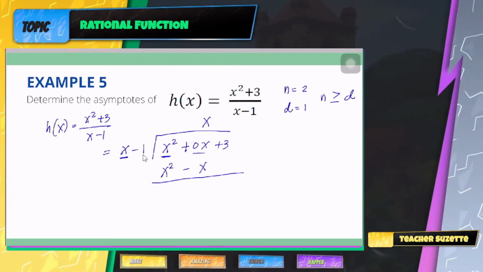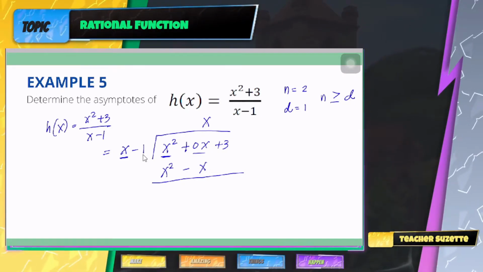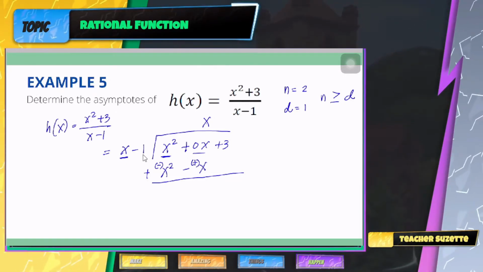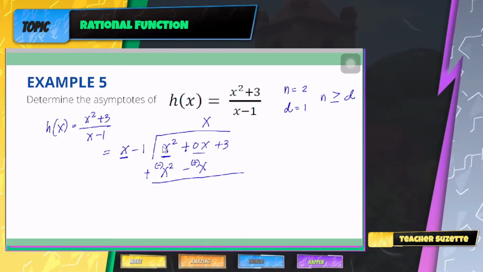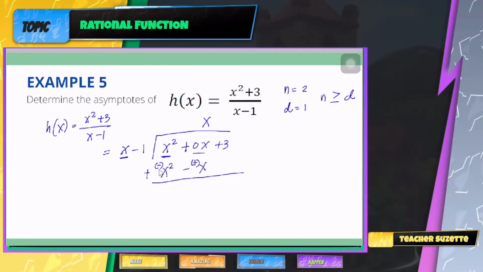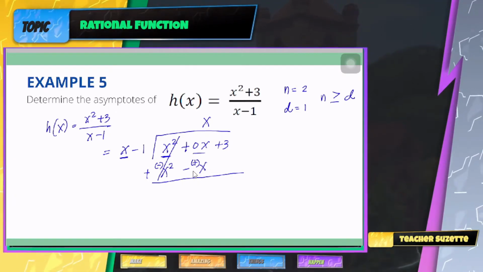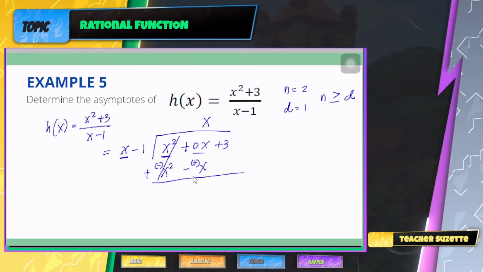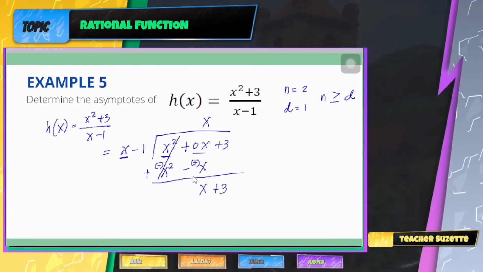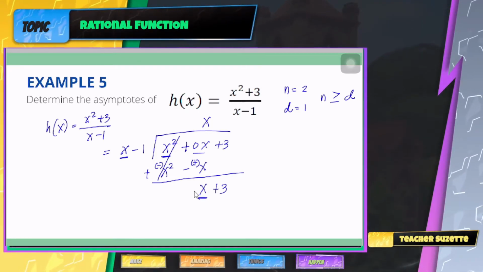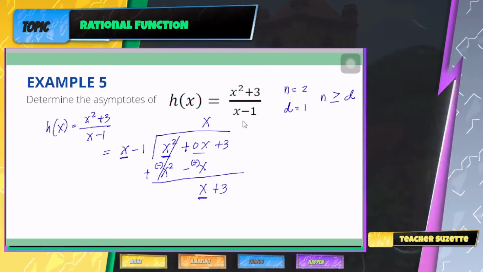Then, we combine, then change sign. So, we change sign, then combine. This becomes negative. This becomes positive. So, when we combine x squared plus negative x squared, we can cancel it out. Then, we will have 0x plus positive x. So, it becomes x plus 3 only. Then, we divide again. We divide x by x. So, that is 1. Positive 1.